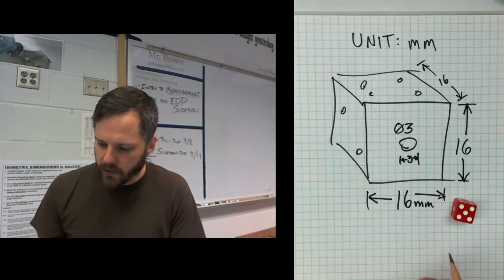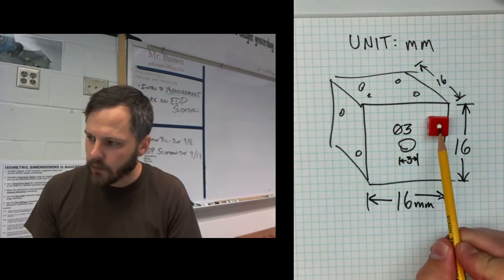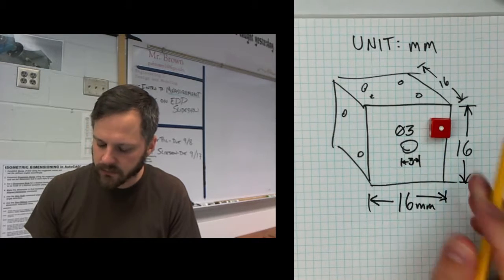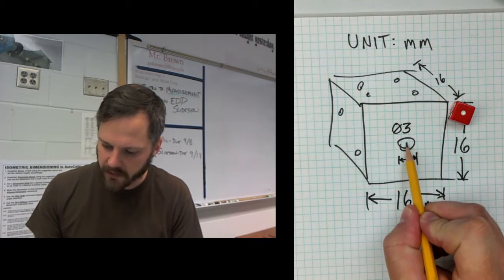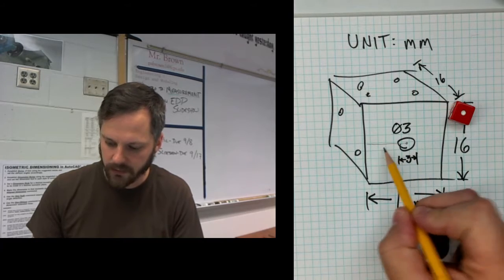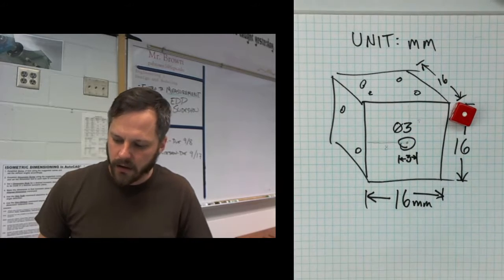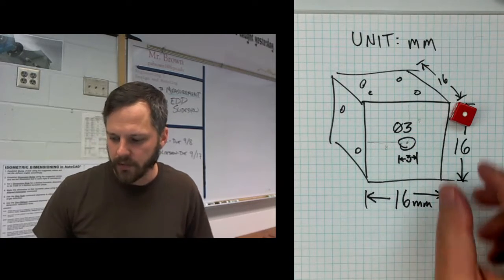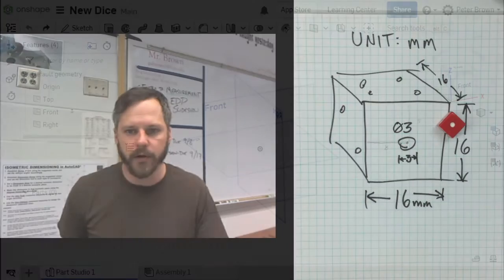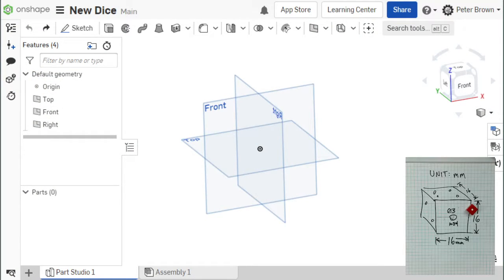What else can we do? Look at our one side. We know that this is in the very center. So we know that the very center from here to here is going to be half of 16. So we know that that's going to be 8. We know that from there to there is going to be 8. We'll see what other dimensions we need along the way. But let's go ahead and start getting this all set up here. So here we are back in Onshape.